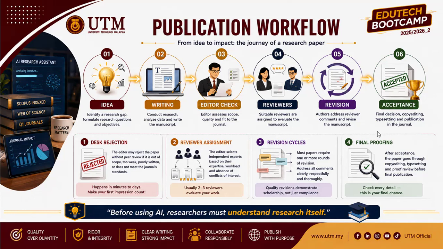Or we can take any idea we work on, for example, we want to see the impact of ChatGPT on research skills or academic writing skills, or for thesis writing, or any Scopus paper you want to write. So this is the idea. Now you have to identify the research gap and formulate the research questions and objectives. This is very important. Once it is done, you start the second step: conduct the research, analyze the data, and then write the manuscript. So this is very important.